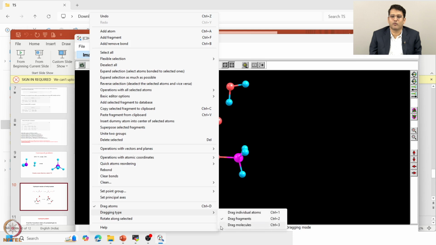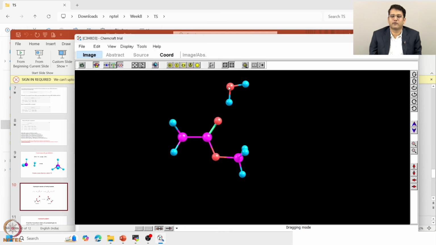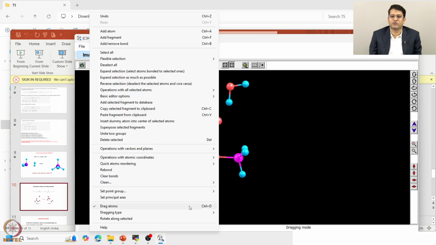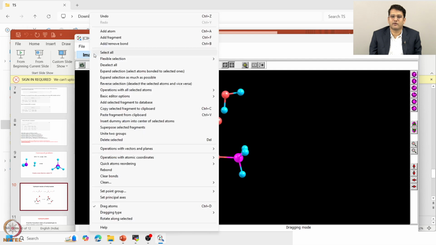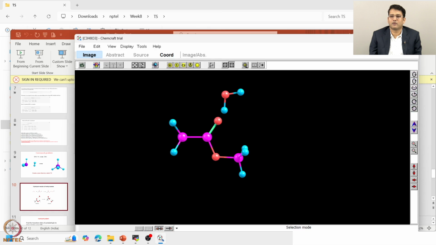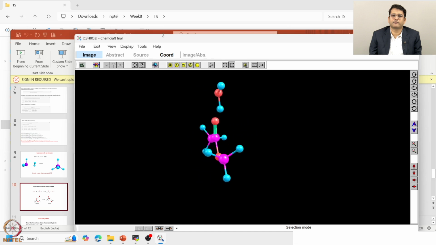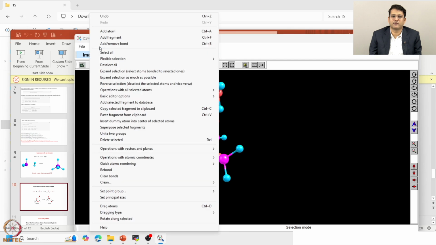Maybe I should have dragged the full molecule. Okay, now I think this one should work. I again go to drag atom. I believe now we are closer than what we had before. Yeah, we are closer. So now, of course, this is the guess of the reactant structure. So now I have to optimize it.